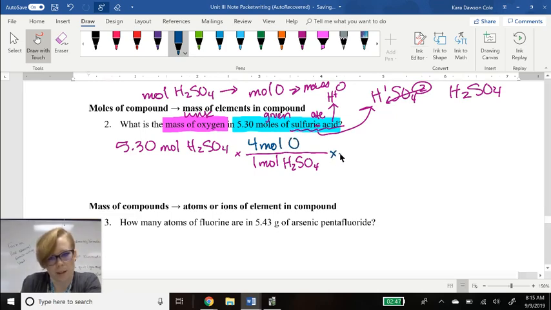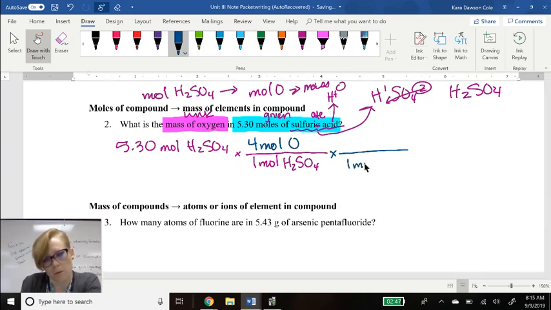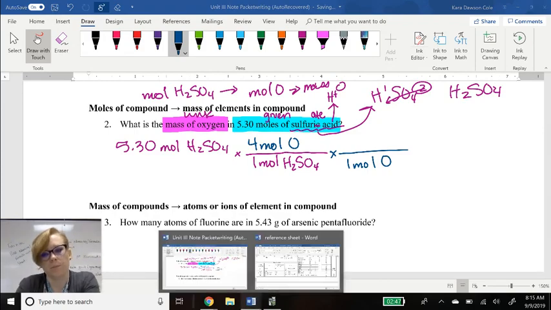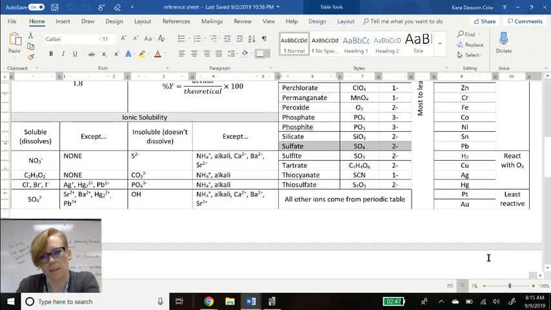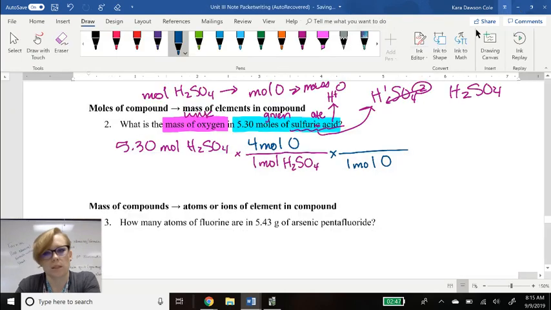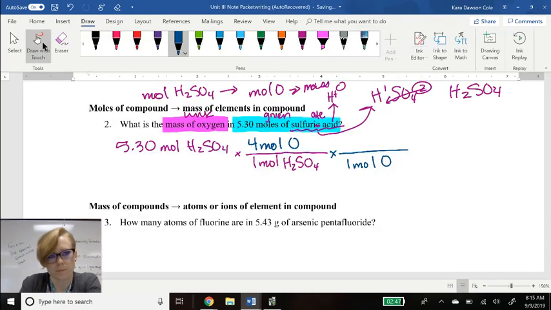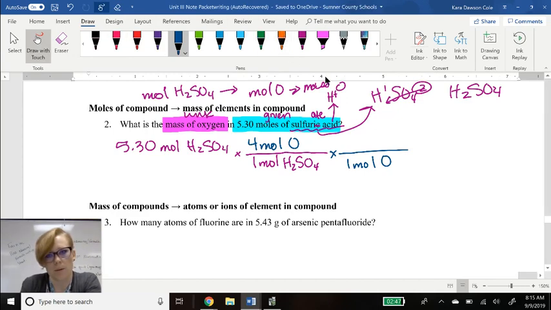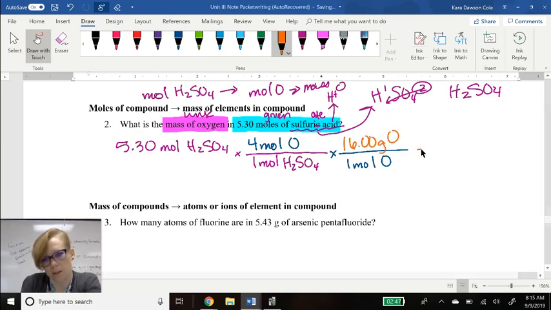And then I'm going to multiply that by oxygen's molar mass. So I've got 1 mole of oxygen, and if I go to my periodic table, I can find the mass of oxygen. Oxygen has a molar mass of 16, so 16.00 grams of oxygen on the top.